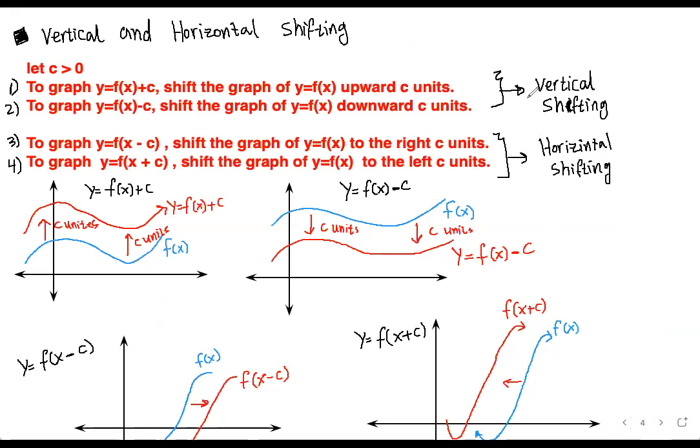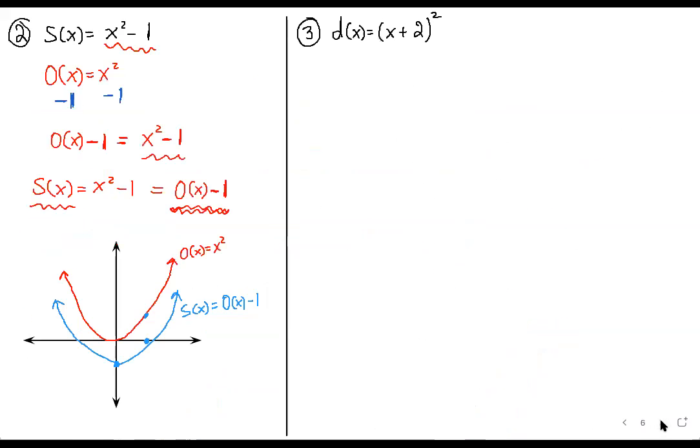Before, we used vertical shifting, up or down. Why? Because the number was outside. Now the number is inside the parentheses. So example 3 is similar to property number 4. We have to shift the original one, O of x equal x squared, to the left C units. The C here is 2, so we shift to the left 2 units. Okay? Is it clear?